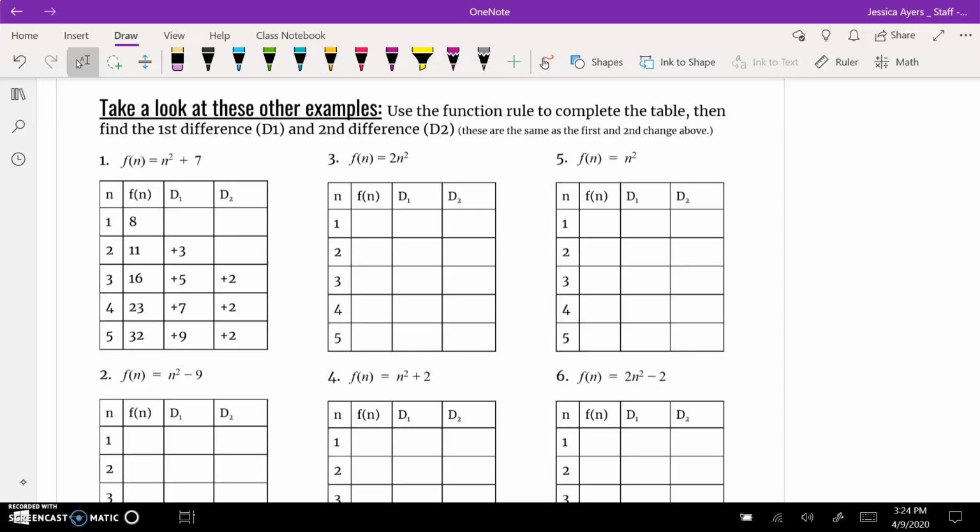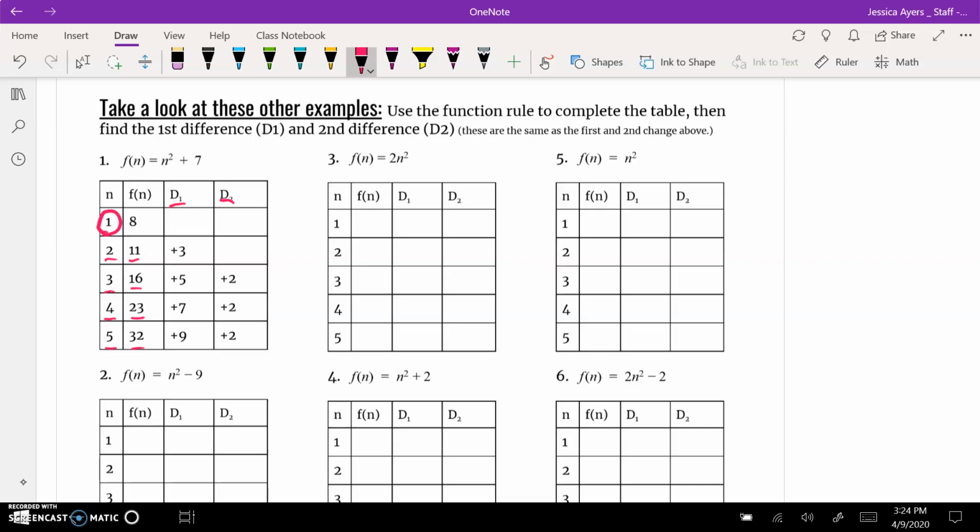Now let's look at these examples. They want us to use the function rule to complete the table and then find the first difference and the second difference. So the first difference is that first change, and the second difference is that second change. In number 1, we fill in their table. For term 1, we get 8. For term 2, we get 11. For term 3, we get 16. For term 4, we get 23. For term 5, we get 32.